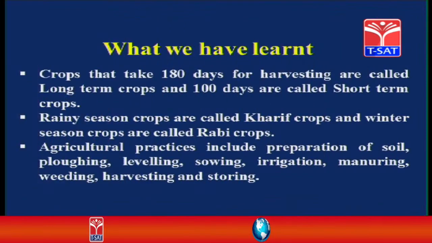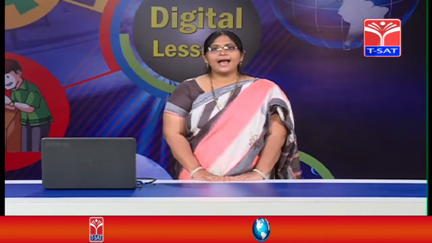See, children, crops that take 180 days for harvesting are called long term crops, and which take 100 days for harvesting are called short term crops. Rainy season crops are called kharif crops, and winter season crops are called rabi crops. And I already said that summer season crops are called zaid crops. And every agricultural practice includes certain steps. What are those? They are preparation of soil, ploughing, leveling, sowing, irrigation, manuring, weeding, harvesting and storing. Is it clear, children? Have you understood?